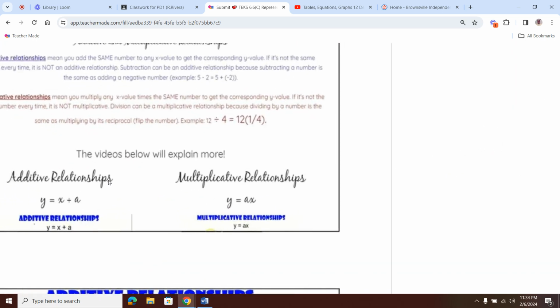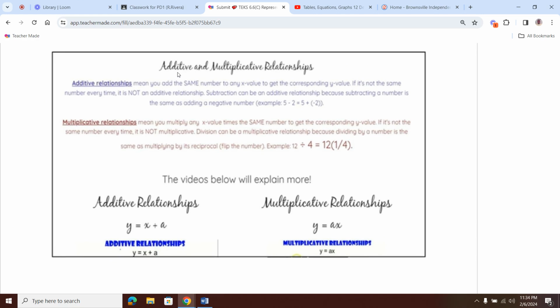Now, this is just so you can remember that additive relationships mean you add the same number to any x value to get the corresponding y value. If it's not the same number every time, it is not an additive relationship. So basically, if the number changes like plus 2 and then plus 3 and then plus 4, that means it's not an additive relationship. Subtraction, of course, can be an additive relationship because subtracting a number is the same as adding a negative number. So we already talked about that. Subtraction still means additive.